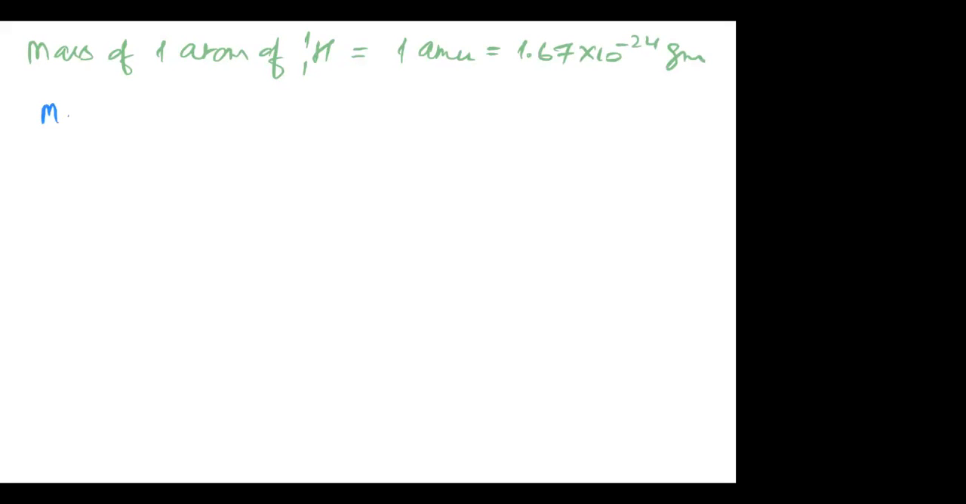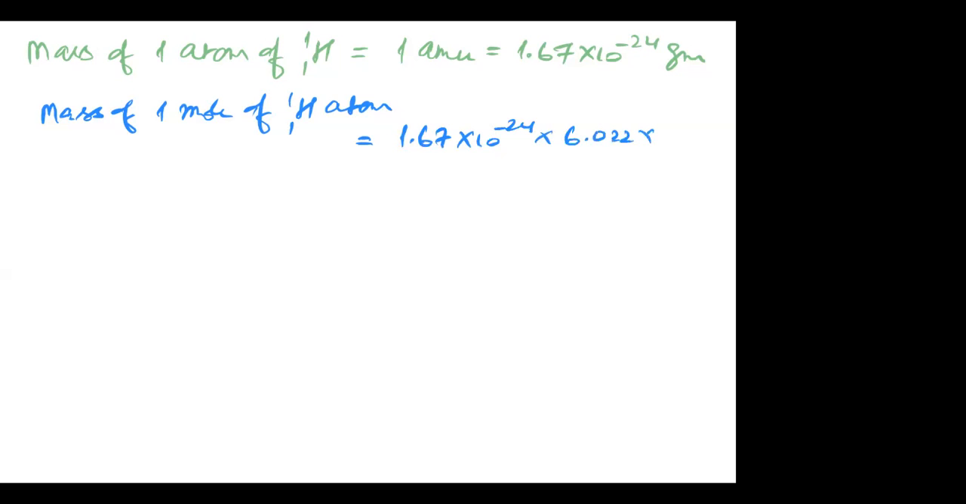Similarly, let's say if you have to find out the mass of 1 mole of 1H1 atom, it should be equal to 1.67 into 10 to the power minus 24 multiplied by 6.022 into 10 to the power 23 grams. So if you know the mass of 1 atom, you just multiply by Avogadro number to find out the mass of 1 mole of atom.